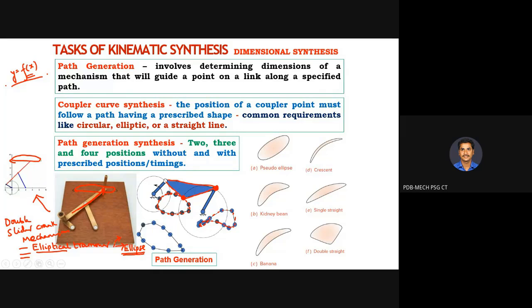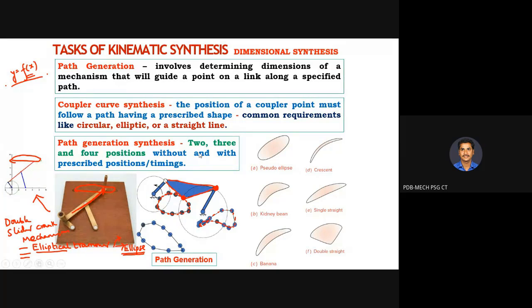Okay, ellipse trace பண்ணும். And similarly these are some of the profiles that mechanisms can trace. Okay, pseudo ellipse, crescent, kidney bean, single straight and banana, double straight. So these are all the different profiles we can trace with the help of mechanisms.